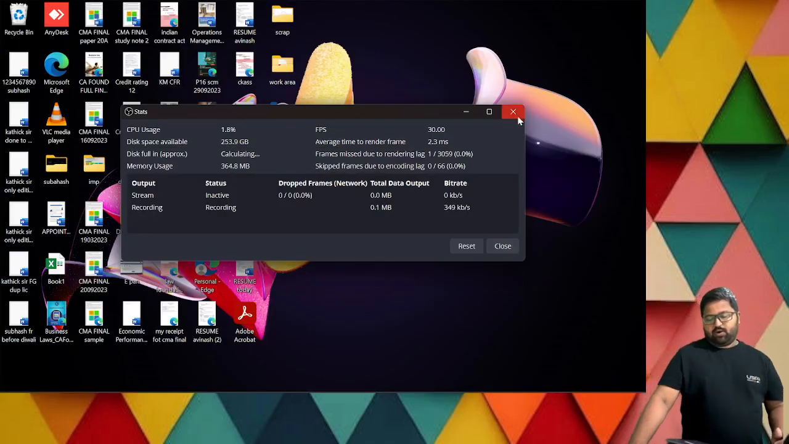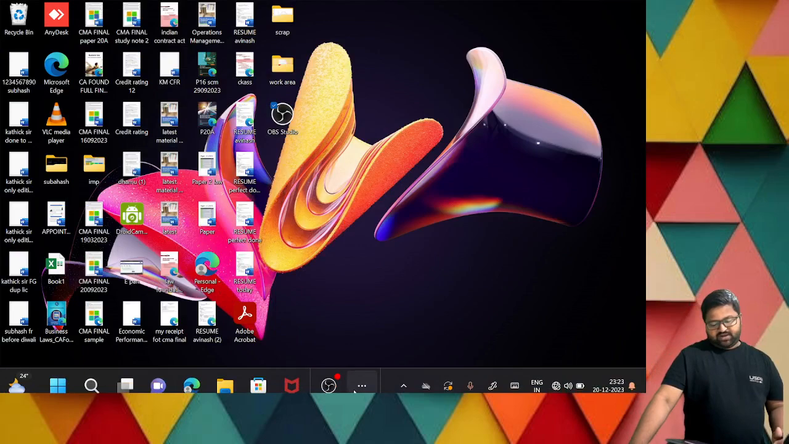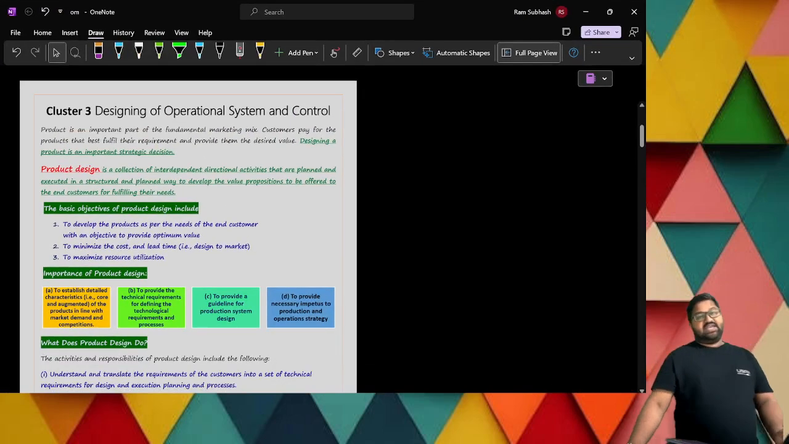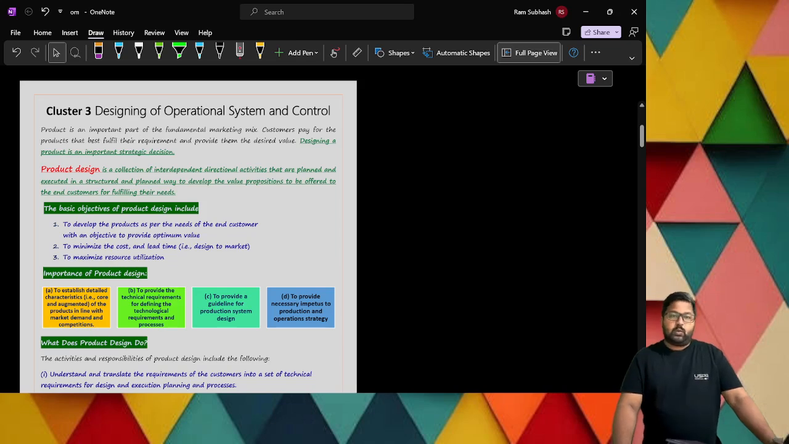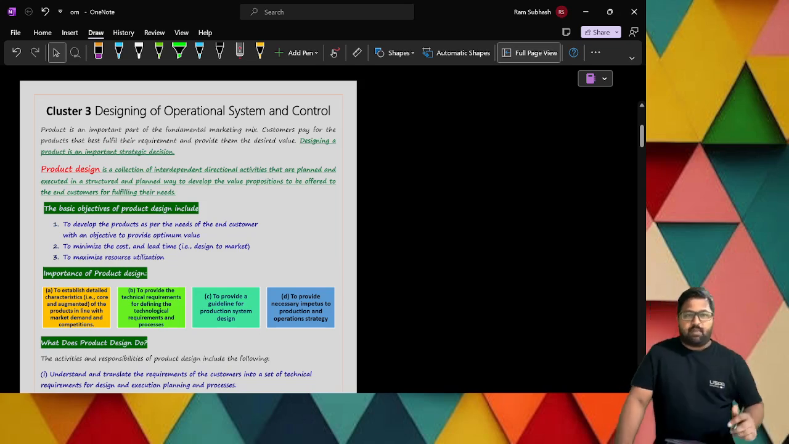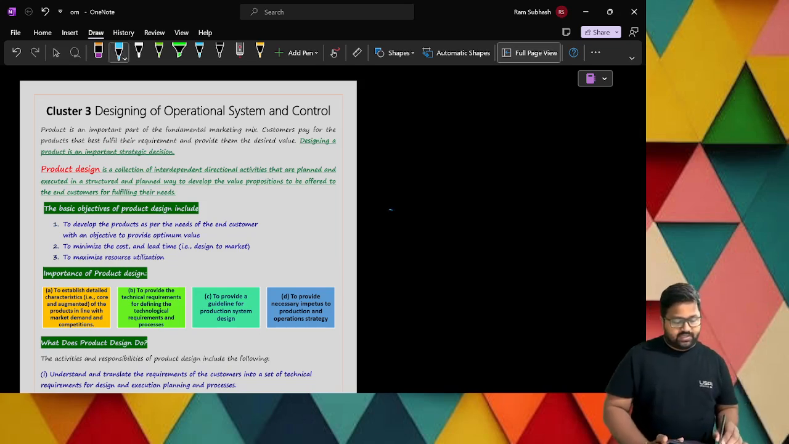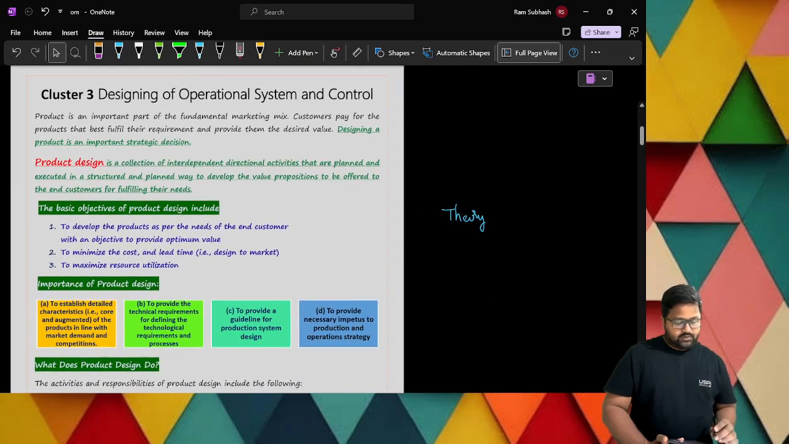Hi, Ma. Good morning. In this session, we are dealing with CMA Inter Paper 9, module number 3, or study note number 3, or chapter number 3. This part has only theory. From this chapter, we are getting only theory.